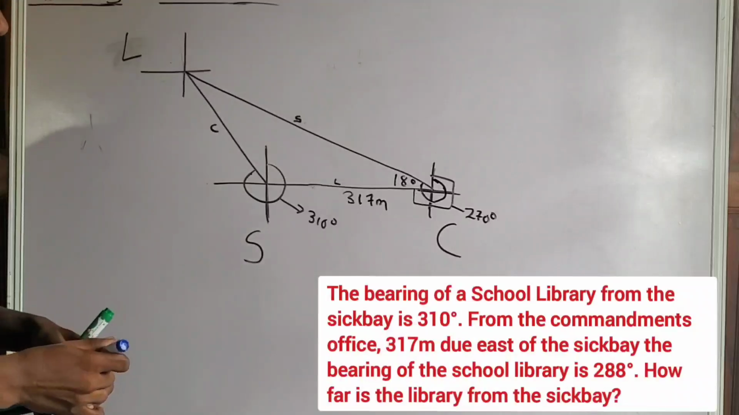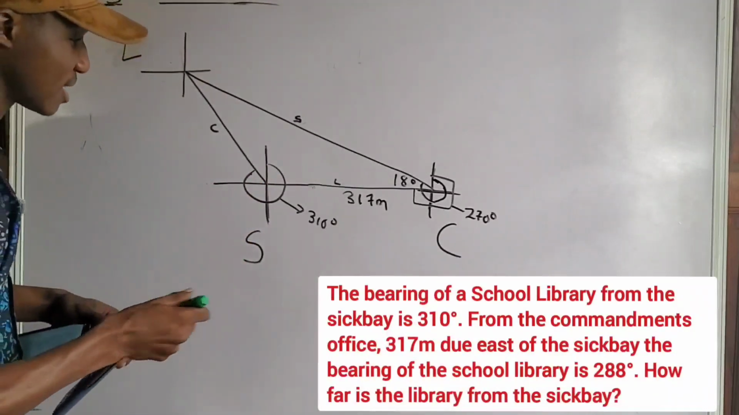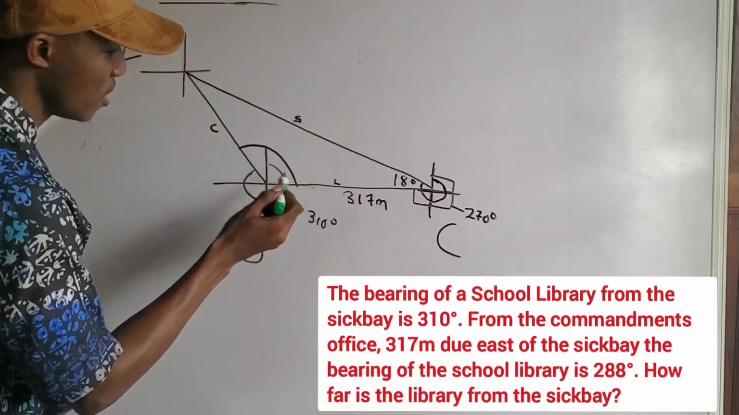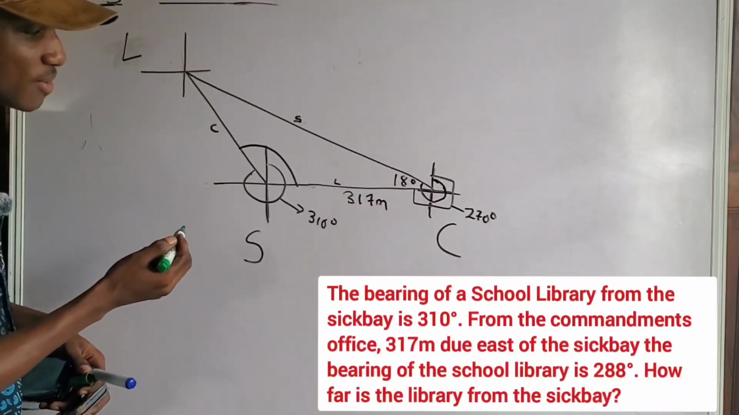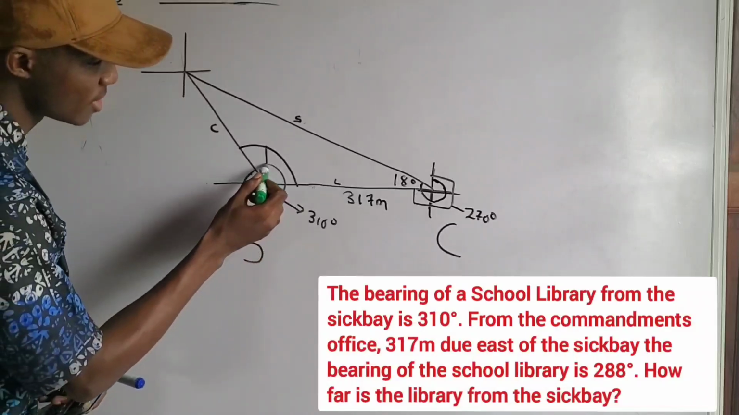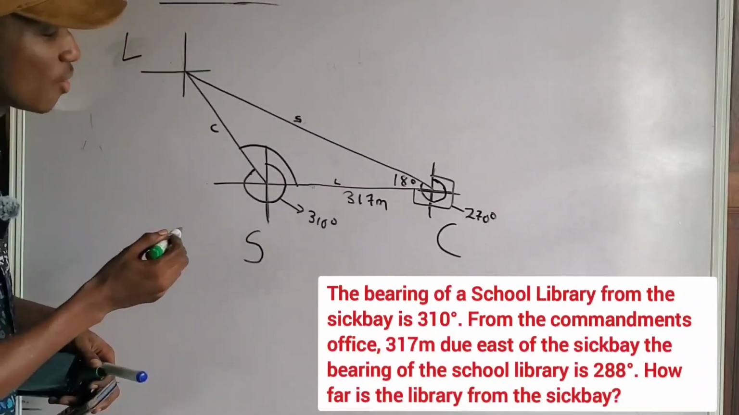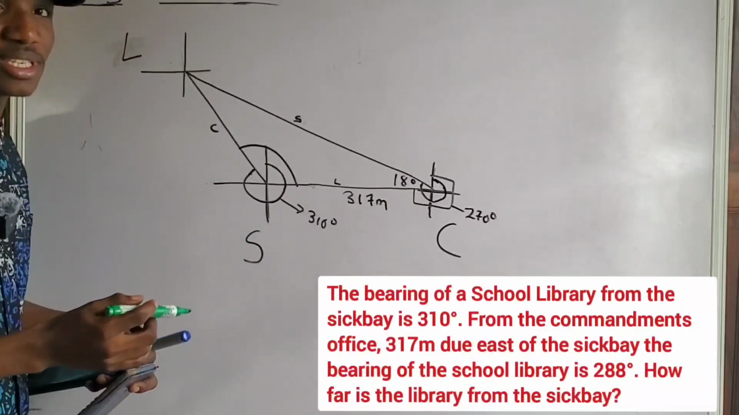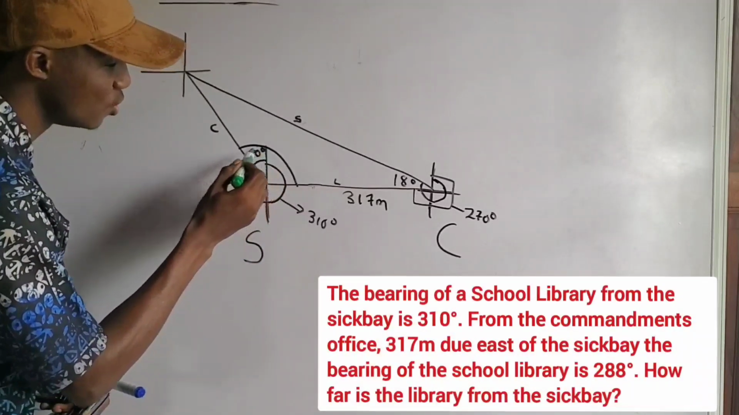Now, let us get the angle that is here as well. How can we get this angle? Please listen to me carefully. We know that from this point to this point is 310 degrees. And we know that the sum of angles on this cardinal point is 360. So this smallest angle will be 50 degrees. Do you understand?